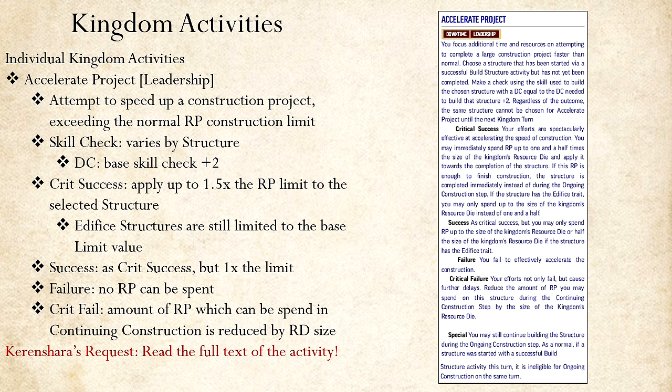If you critically succeed on this check, you apply up to 1.5 times the resource point limit to that selected structure. Edifice structures are still limited to the base RP limit value. So essentially, edifice structures, you can't do 1.5 times the RP limit. You just do one time. Critically succeed, or as a success, it's as the critical success, but it's just 1 times the limit. So you get to throw an extra limit worth of RP at the structure. If you fail, nothing happens. If you critically fail, then the amount of RP which can be spent on continuing construction is reduced by the size of your resource dice.